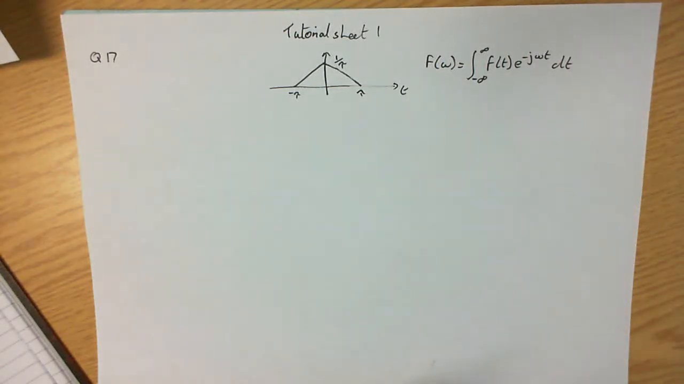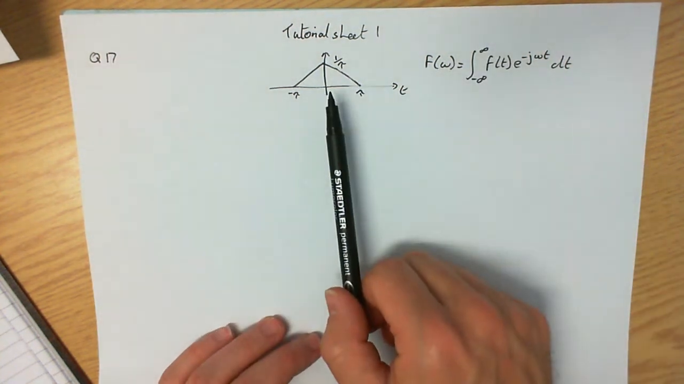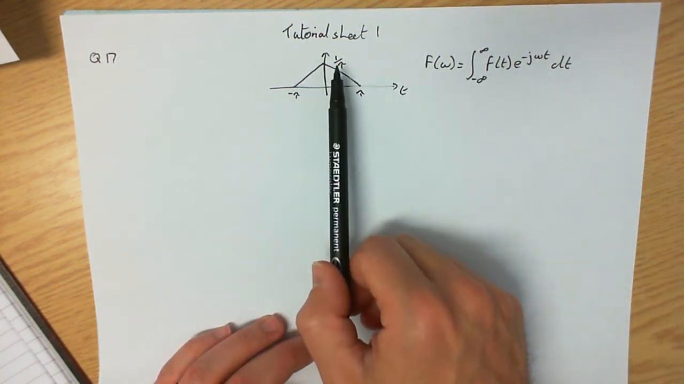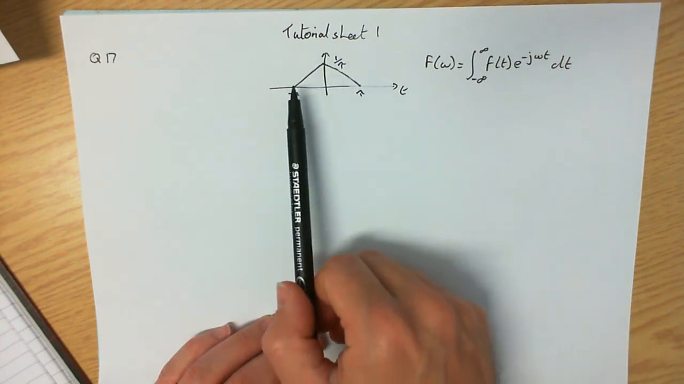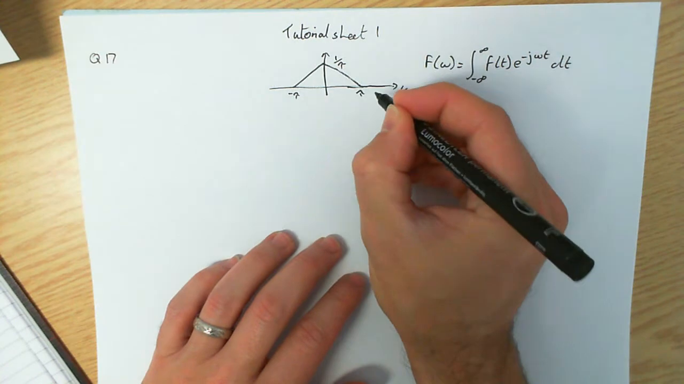Tutorial sheet 1, question 17. We're asked to calculate the Fourier transform this time of this function, which exists from minus tau to tau, and it's a triangular wave with an amplitude of 1 over tau and 0 everywhere else outside that range.